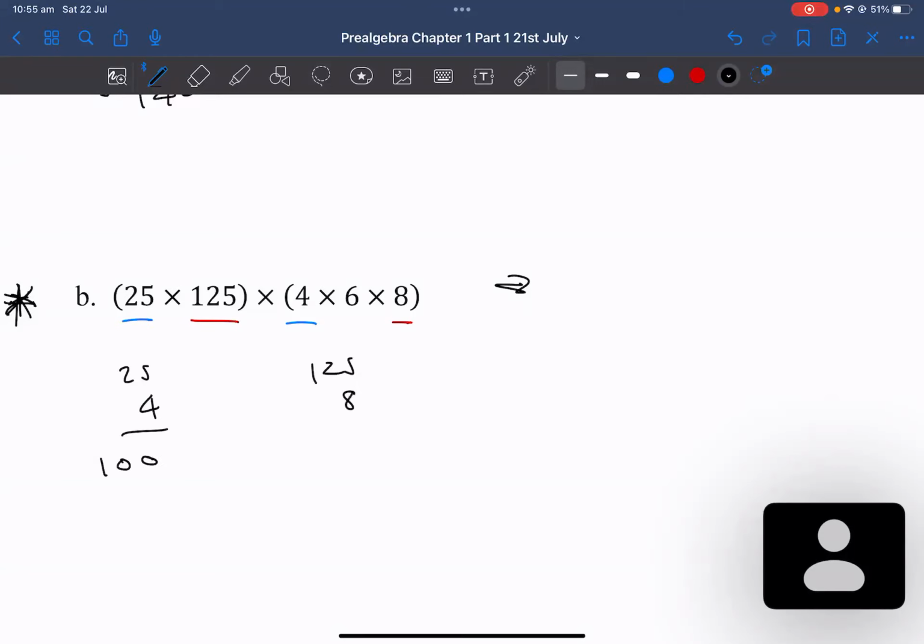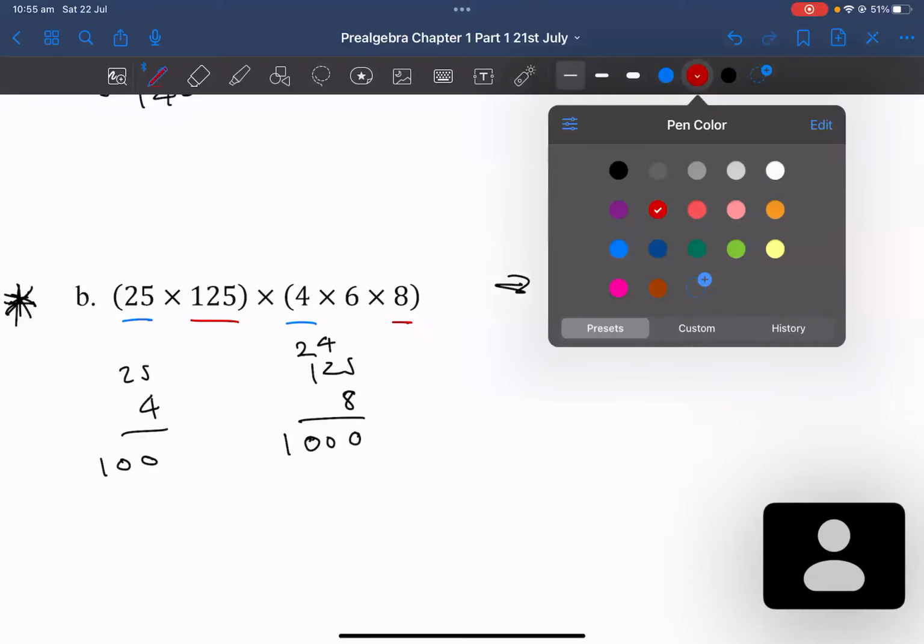125 times 8, if you calculate that, 0, carry 4, so 16, 0, 16, 20, and 2, 3. 8 times 1 is 8, plus 2 is 10. Oh, yeah. There's 100. This one's 100.